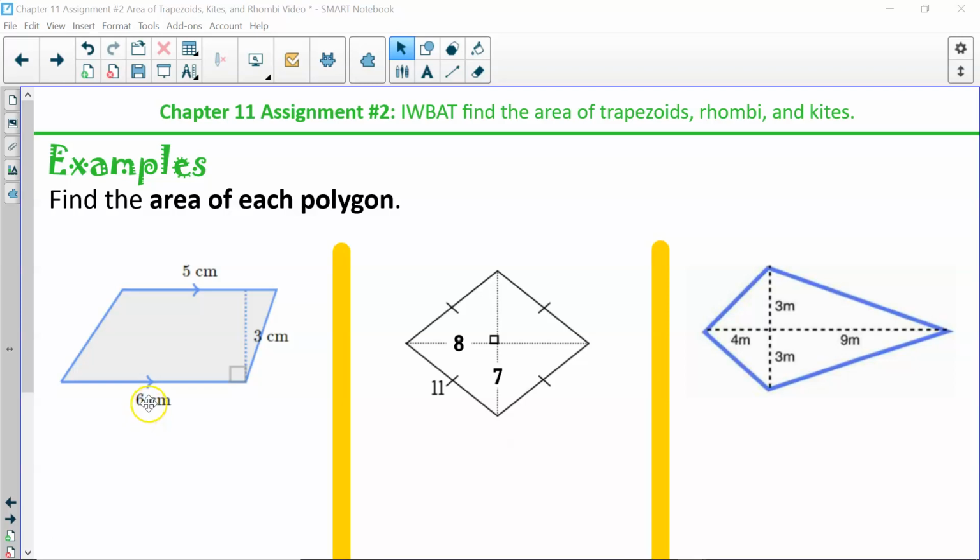So on our example page, they are asking us to find the area of each polygon. Remember, when you're working through area problems, you need to ask yourself 2 questions. First, what type of polygon do you have? So look at each of the polygons and try to name what they are. And number 2, then decide which formula you should be using for that polygon.